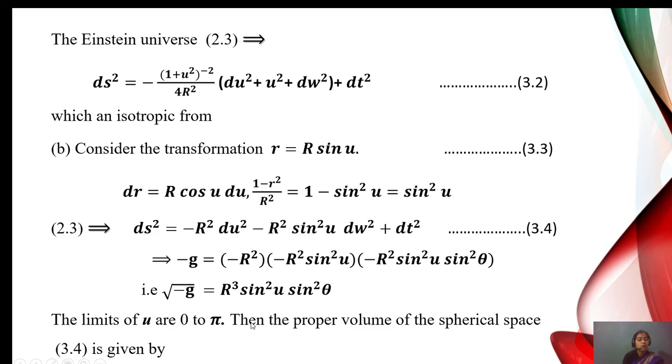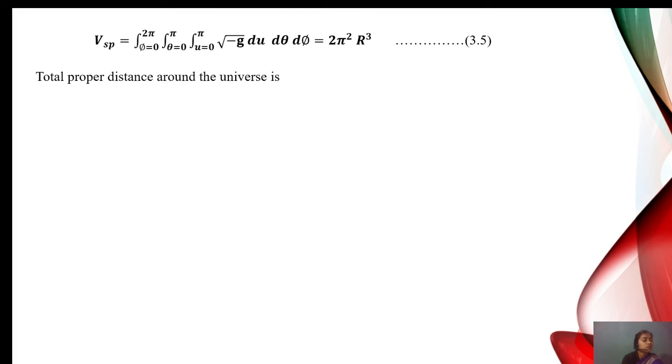Then the proper volume of the spherical space is given to the form u considering 0 to 180 degrees, a half rotation of the universe. Then the proper distance around the universe will be given to the form V_SP equals, considering phi equals 0 to 2 pi, theta equals 0 to pi and u equals 0 to pi, square root of minus g du d theta d phi equals 2 pi square r cube.